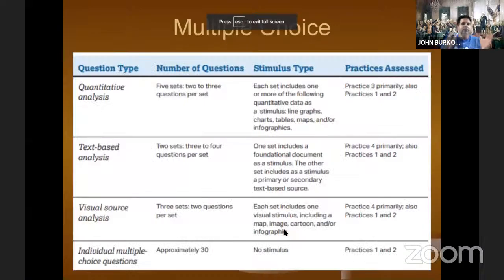Now, got some resources. Let's get into the multiple choice. You've got 4 main types of multiple choice. You're going to have the quantitative analysis. That's the data. We'll look into that. You've got text-based analysis. That's where you'll see a primary or secondary source. Primary source being the actual author during that time. And then, of course, you have the secondary source, which tends to be political scientists who are probably analyzing a primary source to develop their argument.